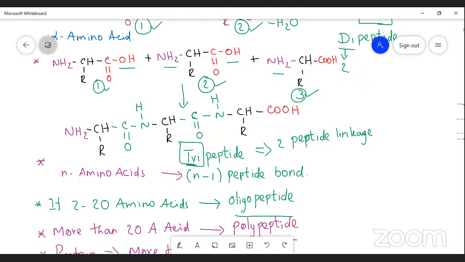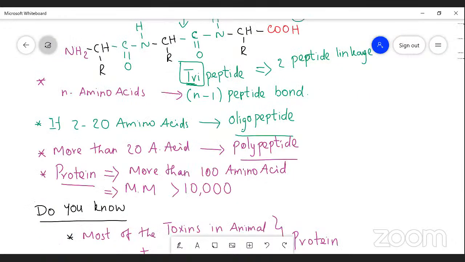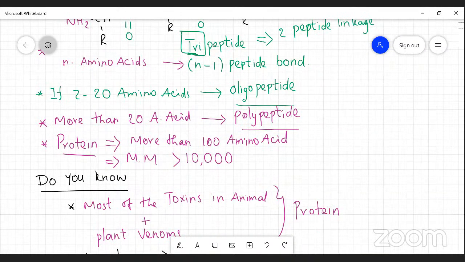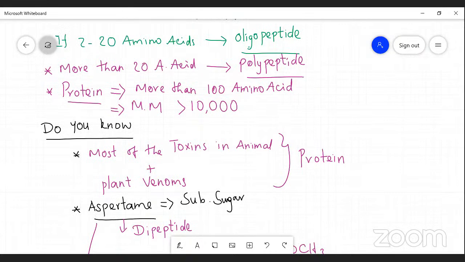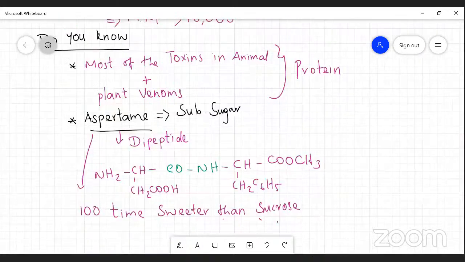Now, if 2 to 20 amino acids are joined, we may call this an oligopeptide. If more than 20 amino acids are joined, we get a polypeptide. Proteins are considered to have more than 100 amino acids, and their molecular mass is greater than 10,000 units. Most toxins and poisons in animals, and also plant venoms, are proteins.